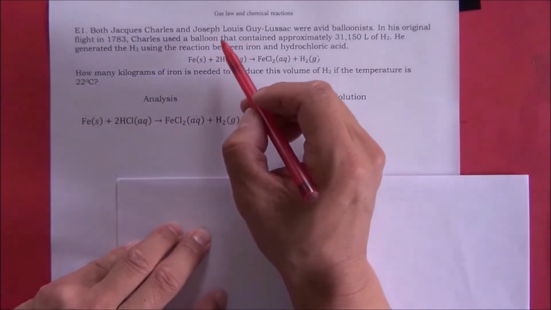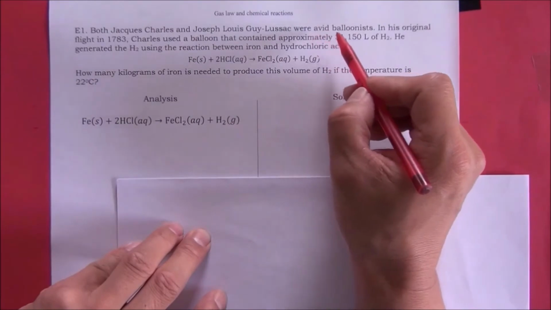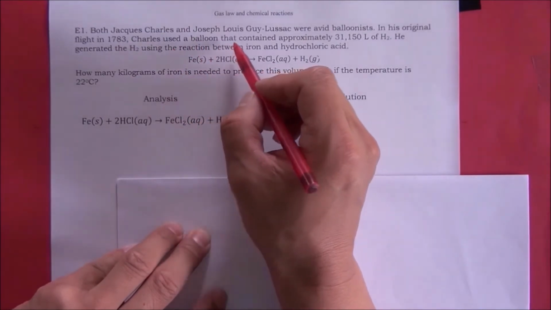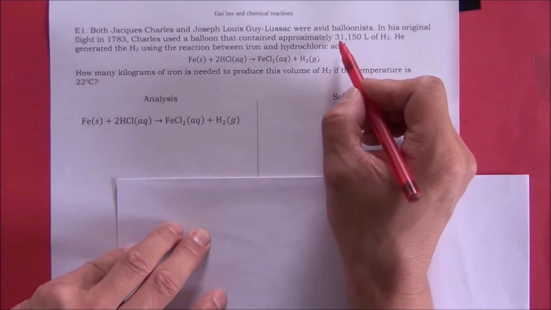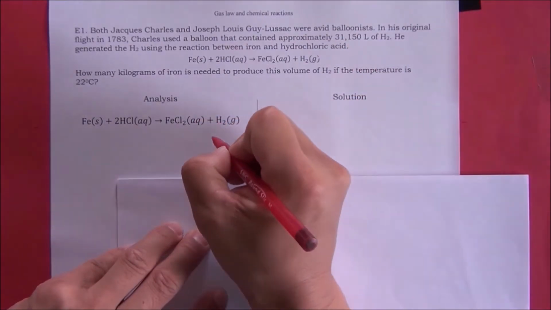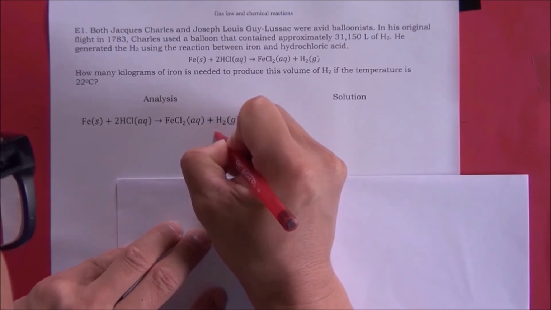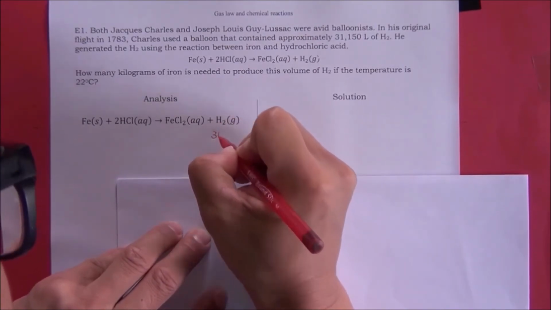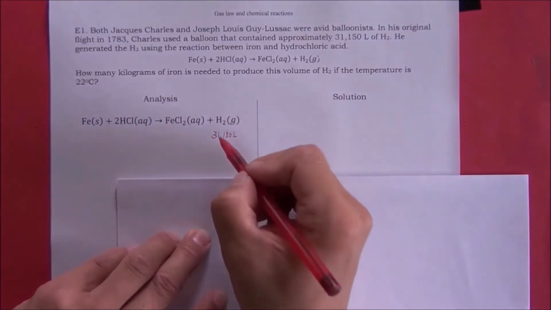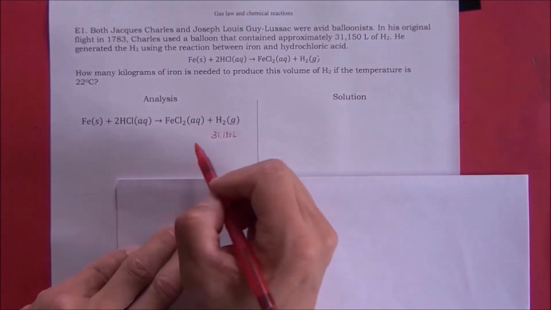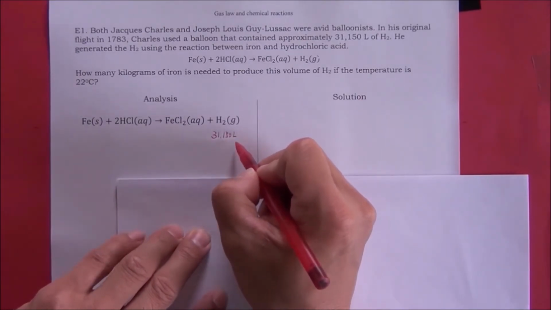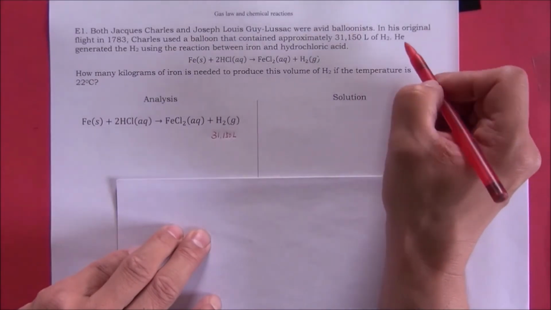Both Jack Charles and Joseph Louis Guy Lussac were avid balloonists. In his original flight in 1783, Charles used a balloon that contained approximately 31,150 liters of hydrogen. I will put down 31,150 liters below H2 under the chemical equation, because this number and unit is for H2 gas. Then let's continue to read.